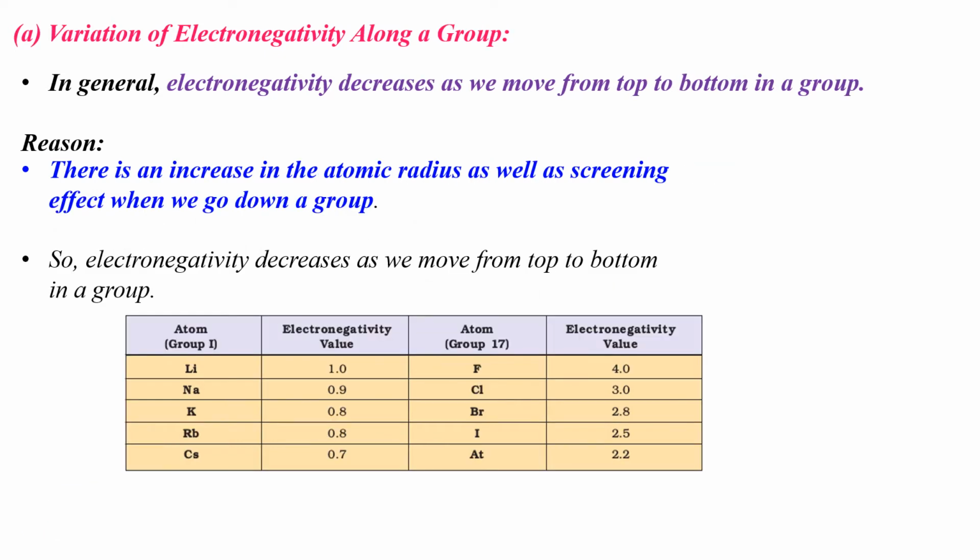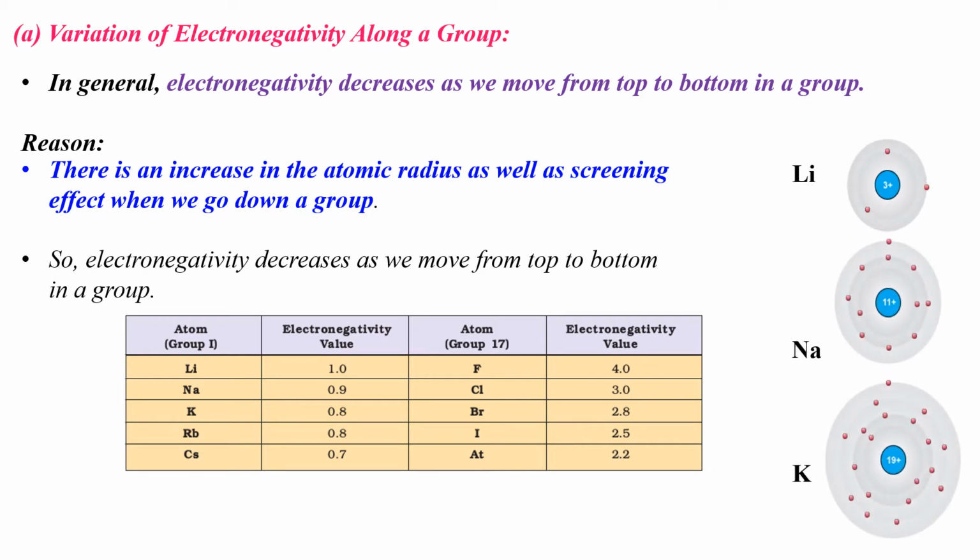Variation of electronegativity along a group. Electronegativity in general decreases as we move from top to bottom of a group. This is because there is an increase in the atomic radius as we go down a group. With increase in atomic radius, there is an increase in the screening effect due to inner electrons also when we go down a group. Hence, electronegativity decreases as we move from top to bottom in a group.